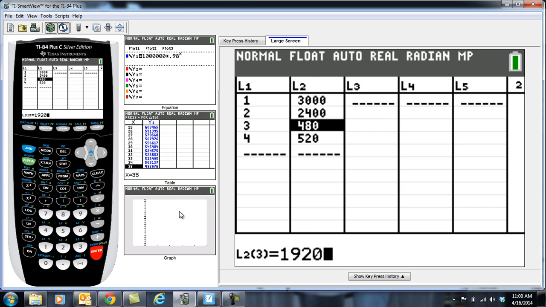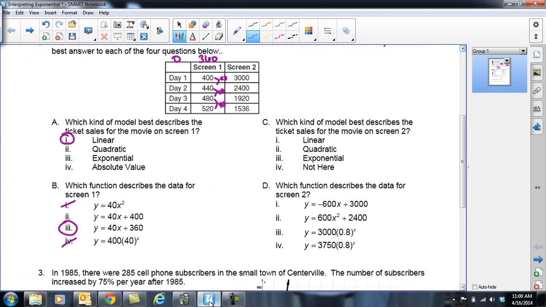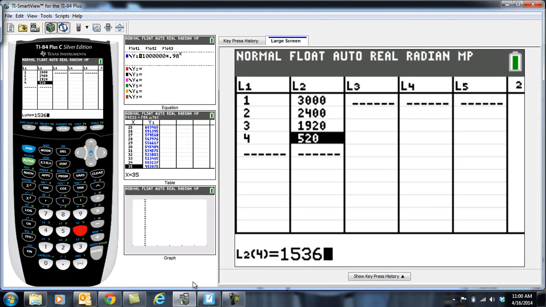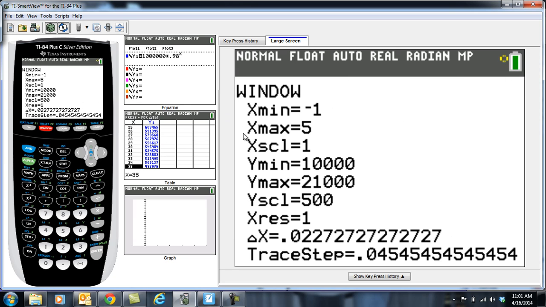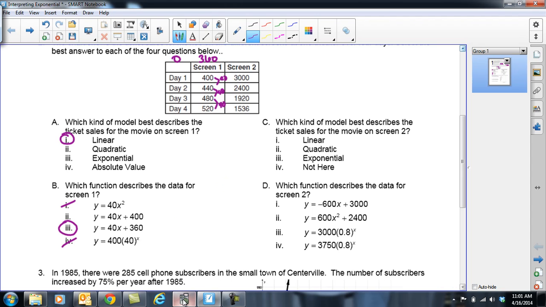Then it was 1920. And then the last one was 1536. So we're going to change our window to make these numbers fit. I know that my Y max needs to be 3,000. So I'm going to go over here to my window. This is acceptable, but my Y minimum, based on my table, needs to be about 1,500.